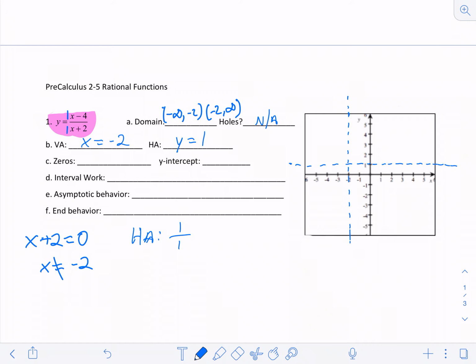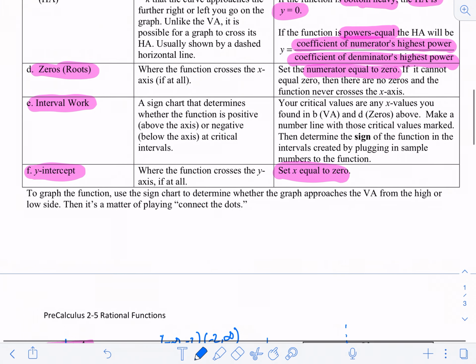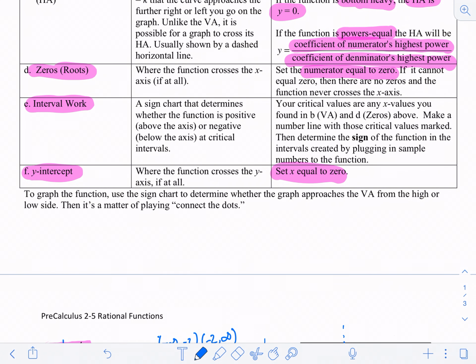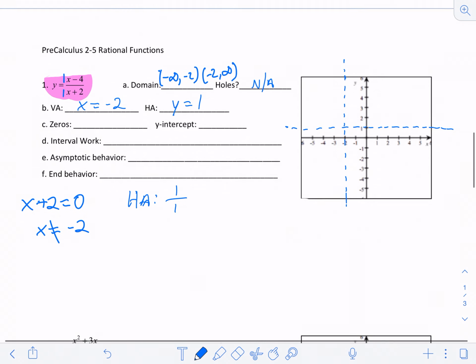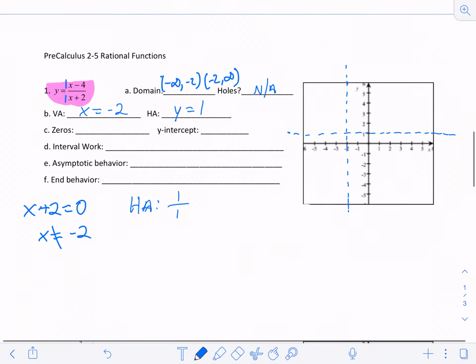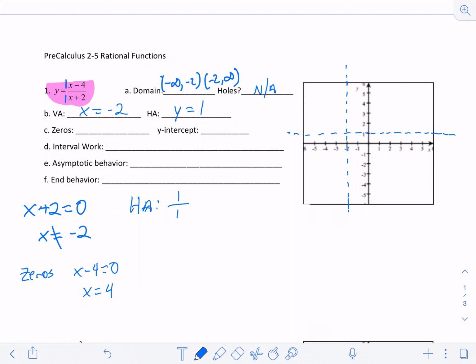Okay, next thing we need to figure out is my zeros and my y-intercepts. So how do I do my zeros again? Up here it says, to find my zeros, I'm going to set my numerator equal to 0, right? Because the fraction will equal 0 where the numerator equals 0, 0 over something. So what is my numerator? For my zeros, I'm going to say x minus 4 equals 0. That means x is equal to 4. So my 0 is going to be at the coordinate 4, 0.